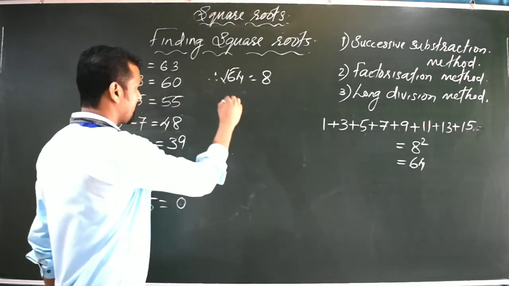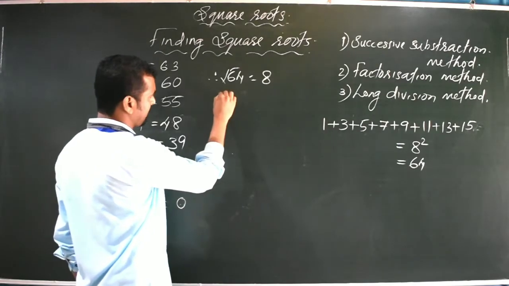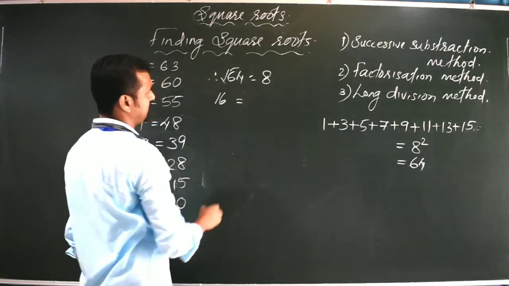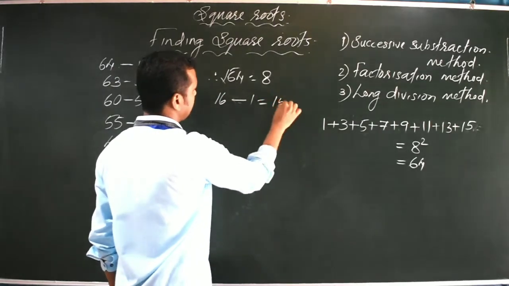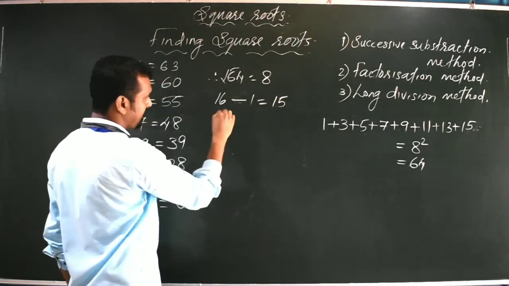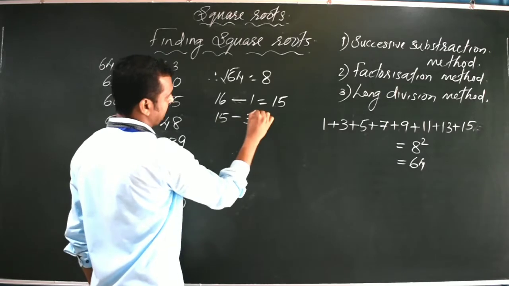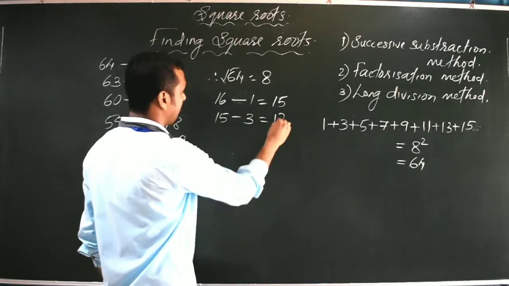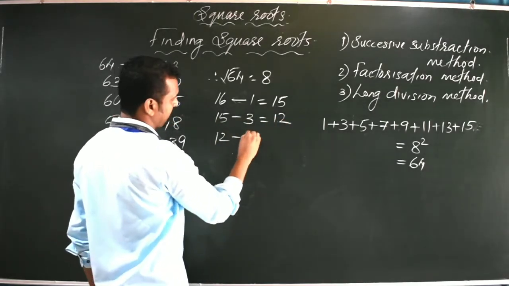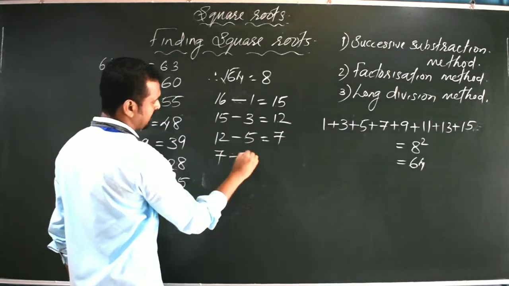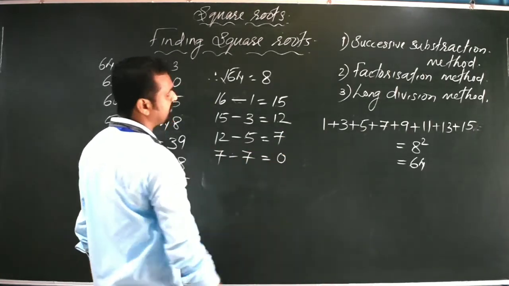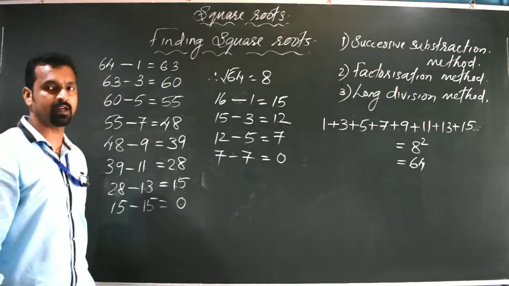Find out the square root of 16. Square root of 16 is equal to 16 minus first odd number 1, that is 15. 15 minus next odd number, that is 3, that is 12. Now 12 minus next odd number 5, that is equal to 7. 7 minus next odd number 7 is equal to 0. So when we will get 0, there we will stop.